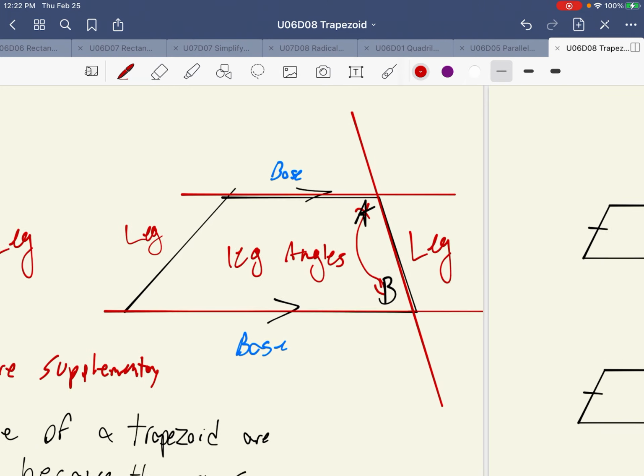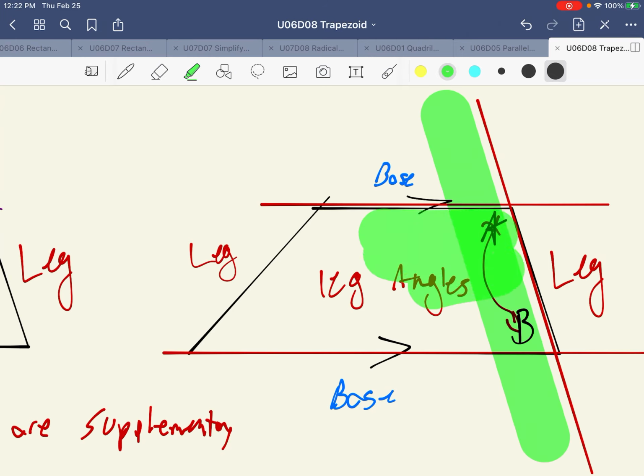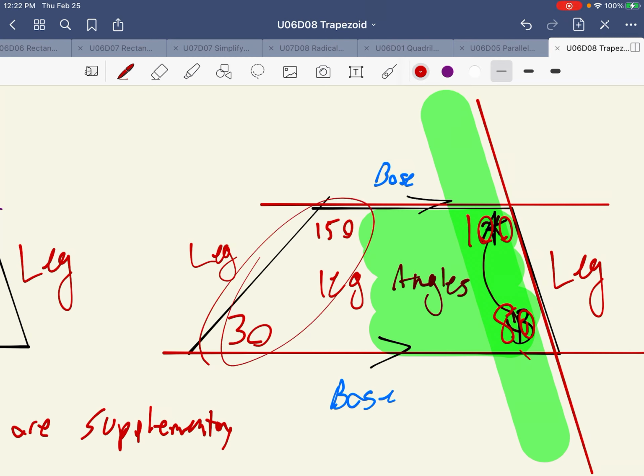The same thing happens on the other side. So these angles are on the same side of this transversal, and they are in the interior. So they are also same side interior angles, and therefore they are supplementary. So that means if this angle over here was 100, this angle would be 80. Now this is the same diagram, so this would be 150 and this would be 30. You'll notice that the relationship on these legs has nothing to do with the relationship on these legs.